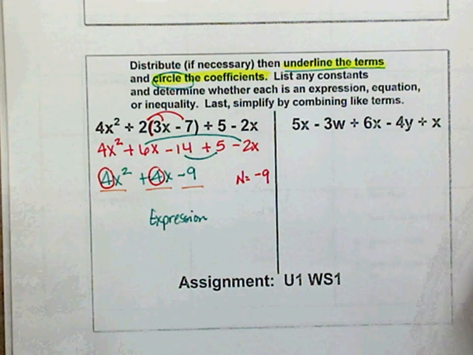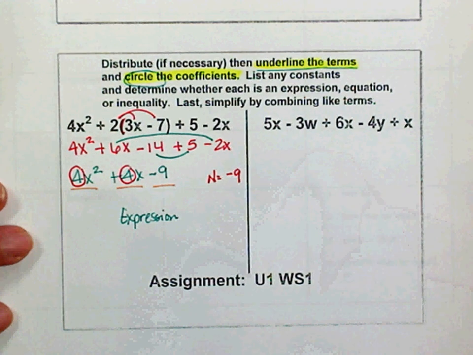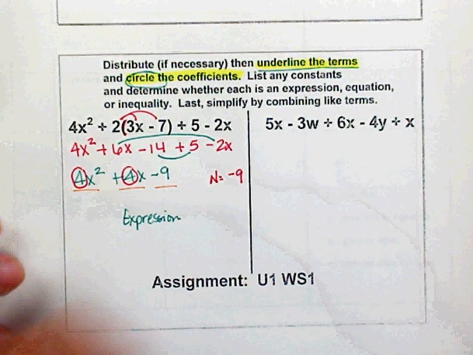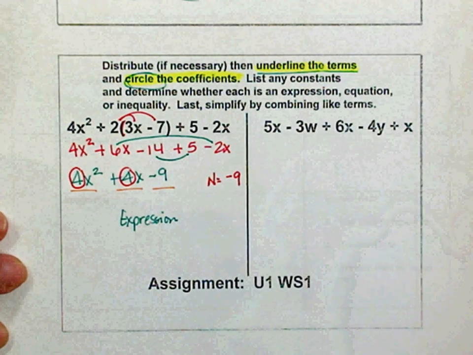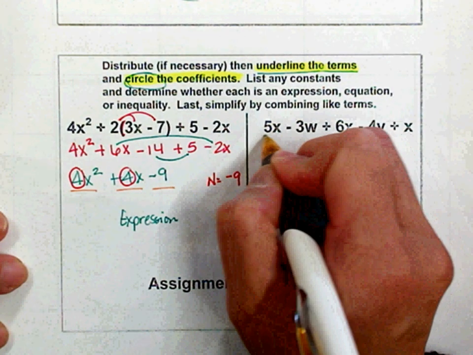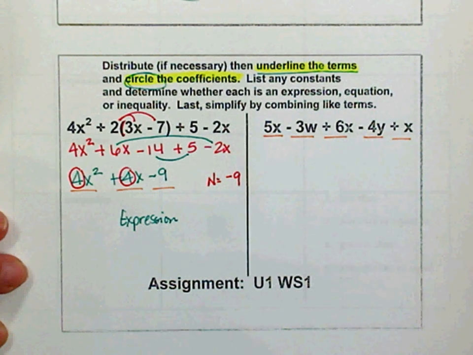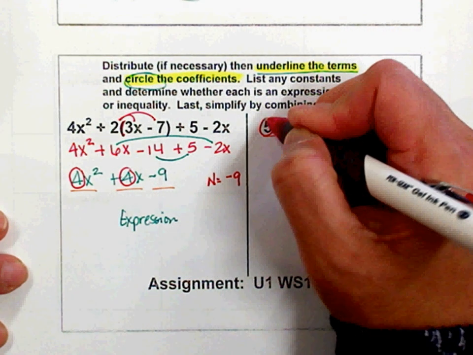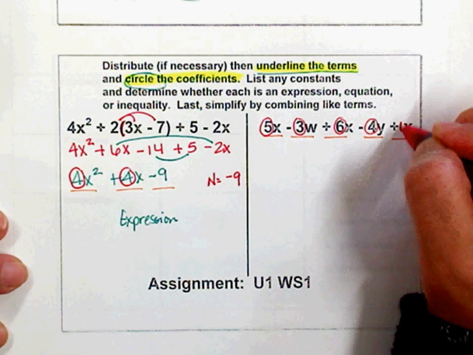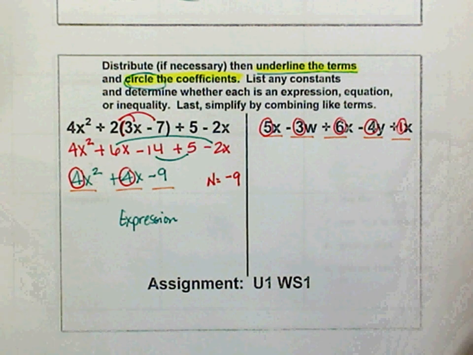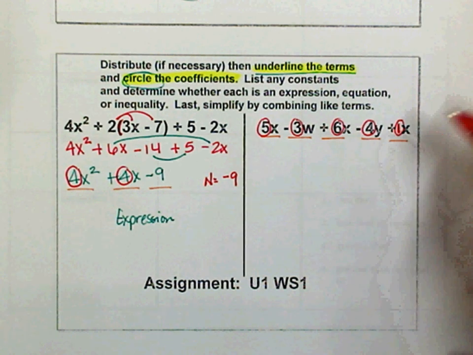All right. Let's take a look at this one. Okay. I think I did it wrong. It says do what? Distribute, then underline, right? So there's nothing to distribute. So we're going to underline our terms. 1, 2, 3, 4, 5. Okay? Circle the coefficient. This is a coefficient. This is a coefficient. This is a coefficient. This is a coefficient, and there's a 1 here, so there's a coefficient that's a 1. If there's not a number in front of a letter, you think of it as a 1. Okay? Constant. We have no constant whatsoever.